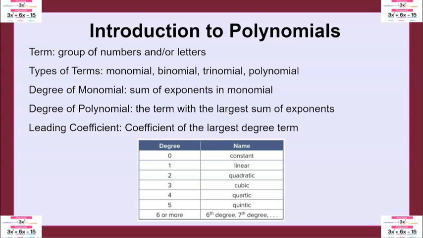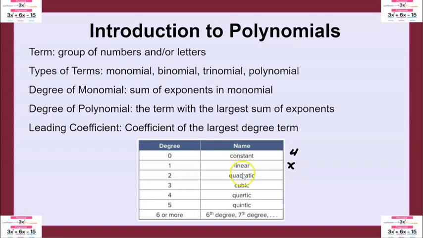So the degrees also have specific names. A degree of 0 is considered constant. A degree of 1 is linear, so it's a straight line. Let me put an example for each one. A constant would be like a number. So if I said 4, that's a constant. It has a degree of 0 because all numbers have a degree of 0. A degree of 1 is linear, so that'd be like saying x.